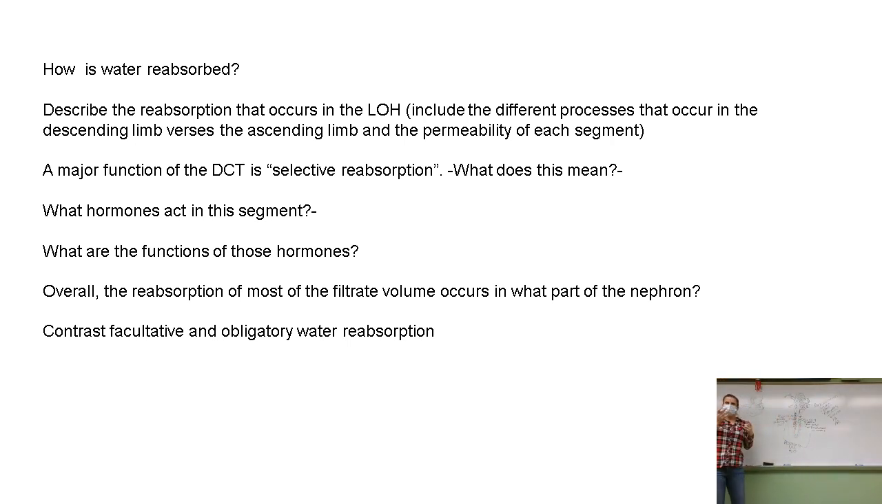Again, there are a lot of details for each of these segments. This is kind of the overall point of what's happening in each area. When we get to the DCT, the distal convoluted tubule, we have a process called selective reabsorption. What does that mean? Thus far, we've just had reabsorption. Why is selective reabsorption different?